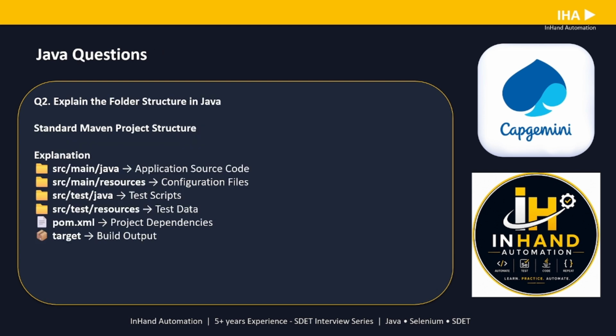The next question was directly from Java. Explain the folder structure in Java. Since you are already aware, we keep our source code in src main java, configuration files in src main resources, and all the test automation scripts are stored in src test java. Then the reusable test data is stored in src test resources, all the project dependencies are kept in pom.xml, and the build output is in the target folder. So you have to explain each and every folder, like where exactly it is and what exactly you are keeping inside it. That's how you can explain the folder structure in Java.